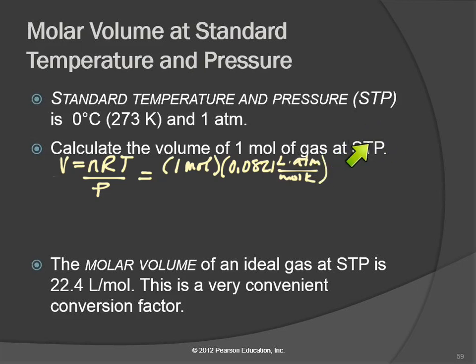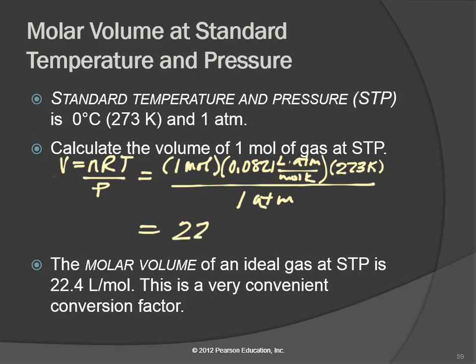273. At STP, which always makes me think of motor oil, the temperature is 273. Anytime you see STP, that is telling you the temperature and the pressure. So this is 273 Kelvin. And then we're dividing by the pressure. The pressure is 1 atmosphere. So when we do this calculation, we come up with 22.4 liters. Do it on your calculator and prove it to yourself.